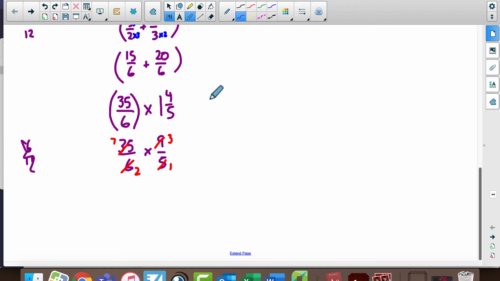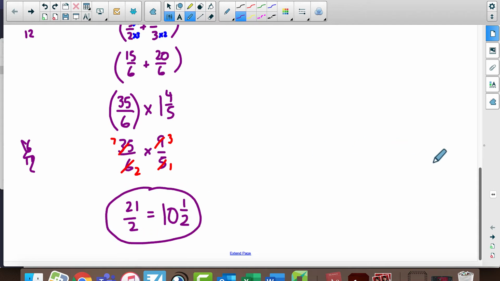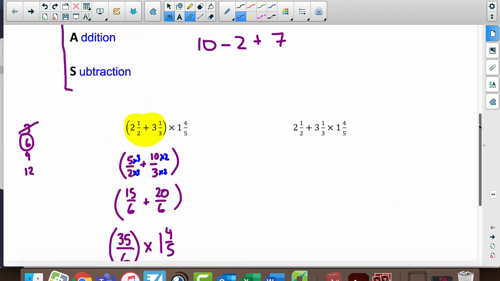Now you can multiply. Multiply across the top, you get 21. Multiply across the bottom, you get 2. That's fine. That's a great answer. Or make it mixed. 2 goes into 21 10 times with 1 left over. Denominator stays the same. We made it. We got our answer. Alright, let's see what difference it makes if you don't have this in brackets.